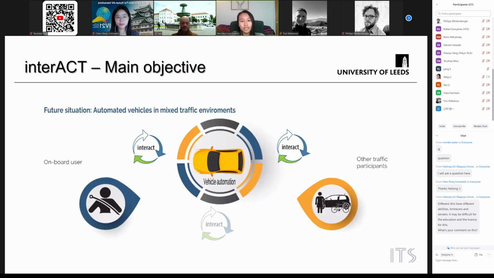So let's start with the main objective of Interact, which I think is a very nice, easy way to explain why this study topic is very important. In the future, automated vehicles not only have to interact with the onboard users, but it's also important for them to interact with other road users. For example, other car drivers on the road, other pedestrians, other cyclists, and it is going to be a mixed traffic environment. Not only do the onboard users have to trust automated vehicles, but also those other road users around the vehicle that have to interact with the automated vehicle.